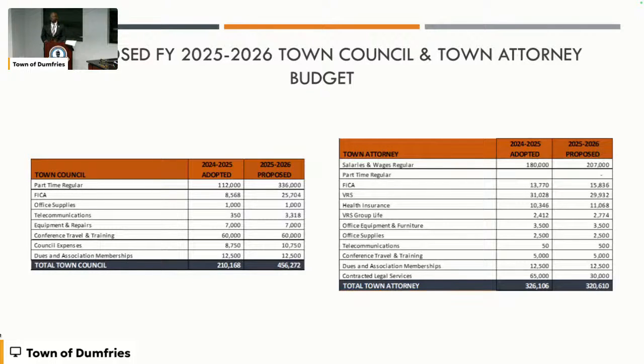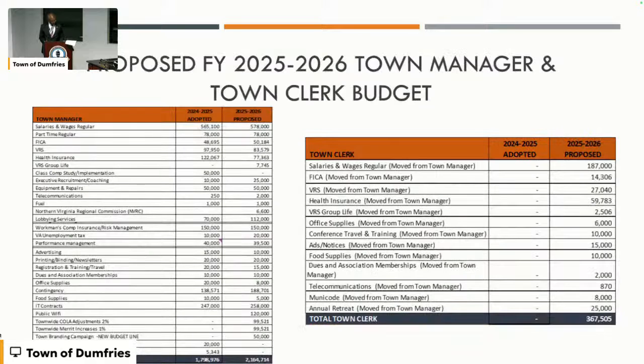Town council is at 456. Town attorney is at 321. Town manager is at 2.2 million. The newly created town clerk is at 367. Treasurer and finance are at 641 and 729,000 respectively. The Department of Civic Recreation and Civic Engagement is at 826K. We added a new line in the overtime line in this department to better suit the needs of this department.